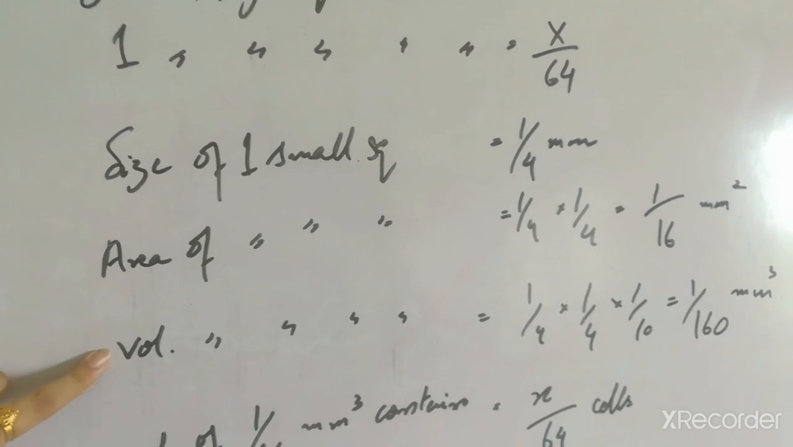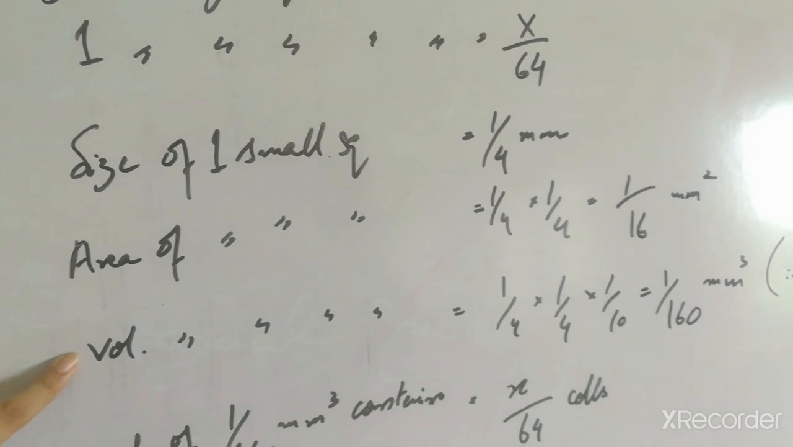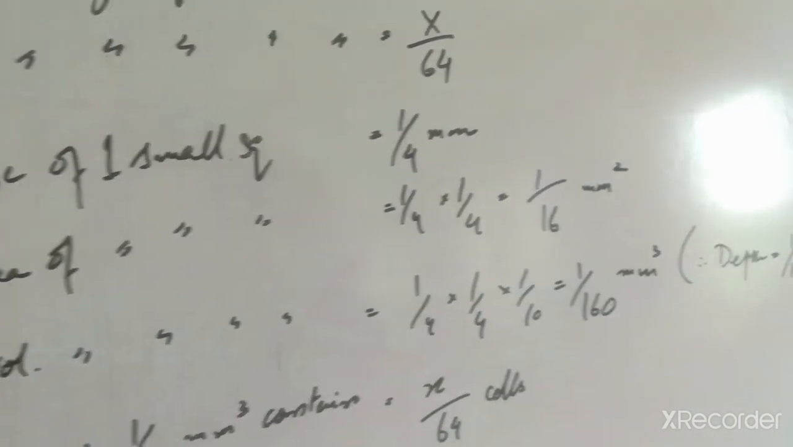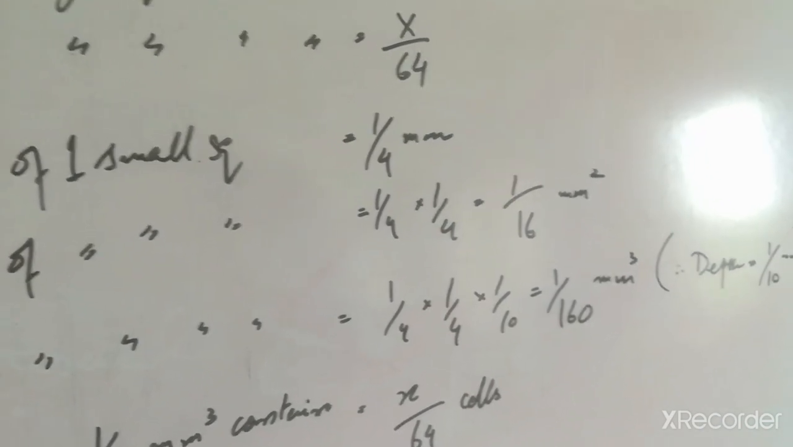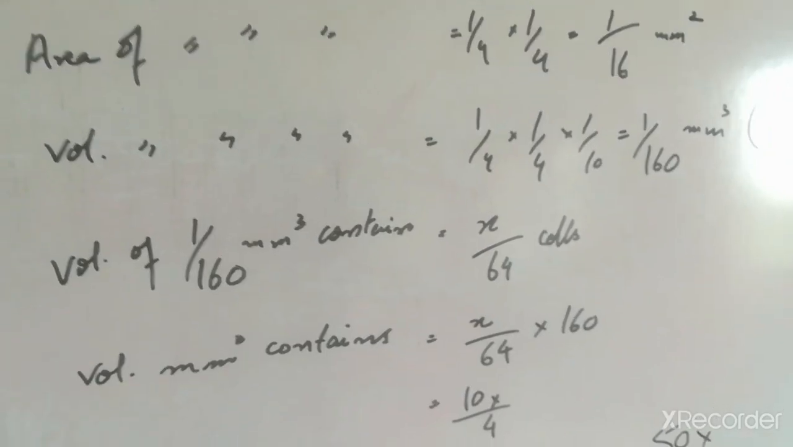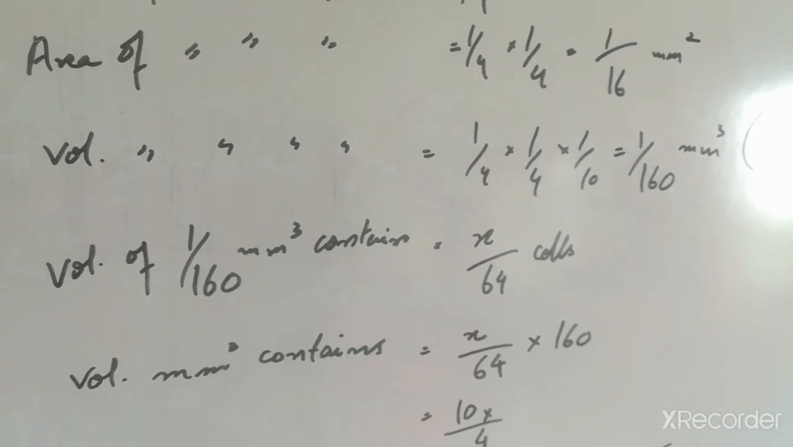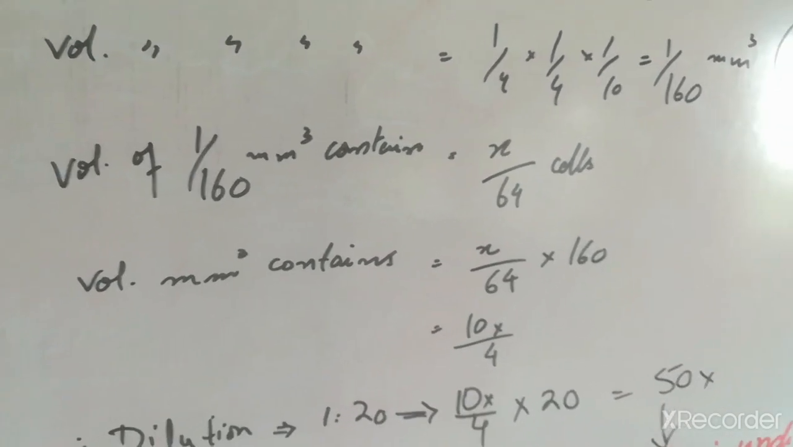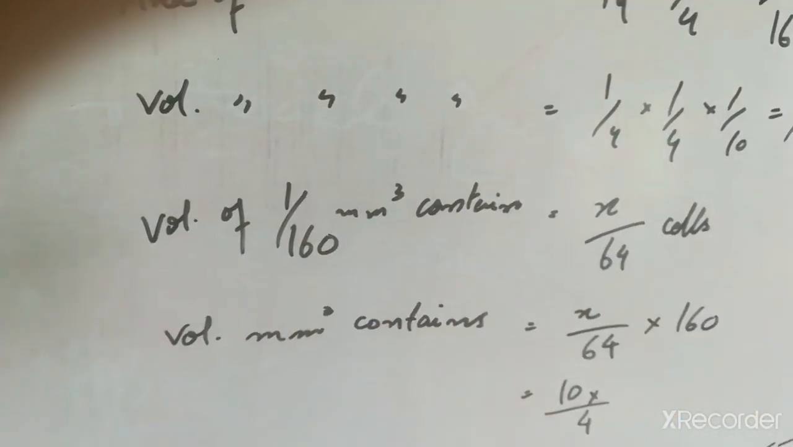Okay, now come back to the volume of one small square. It is equal to 1 by 4 into 1 by 4 into 1 by 10. This 1 by 10 is basically the depth of your Newbor's chamber. So when we multiply this length, width and depth, it is equal to 1 by 160 millimeter cubed. So the volume of 1 by 160 millimeter cubed would contain X divided by 64 cells, and 1 millimeter cubed contains X by 64 into 160. This 160 is basically this one.